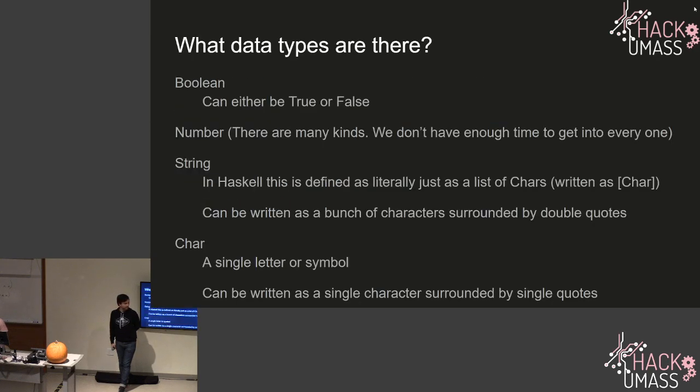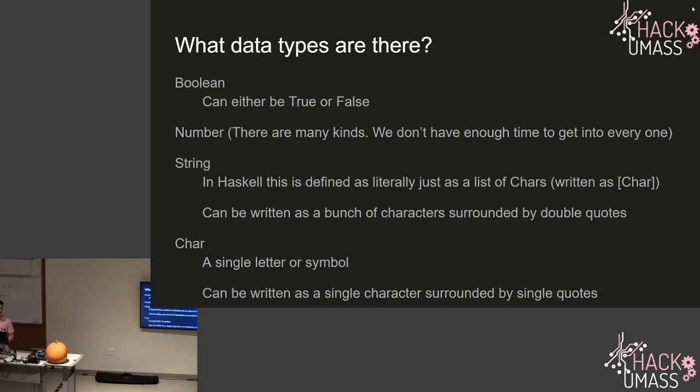Okay, so what data types are there? We have Booleans. These can only be true or false with a capital T, and everything else is lowercase. We have numbers. There are many, many different types, and I'm not trying to get into it. For this, we're only going to work with integers. A specific type of integers, but we're only going to work with integers.